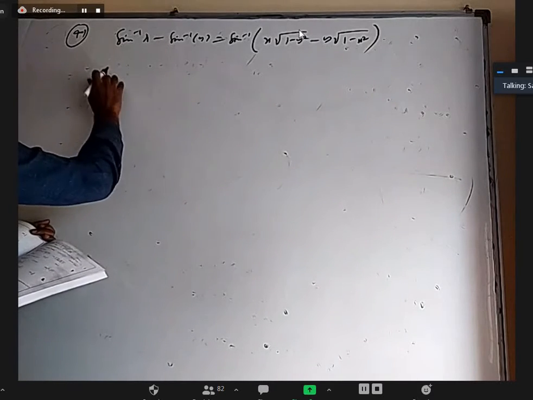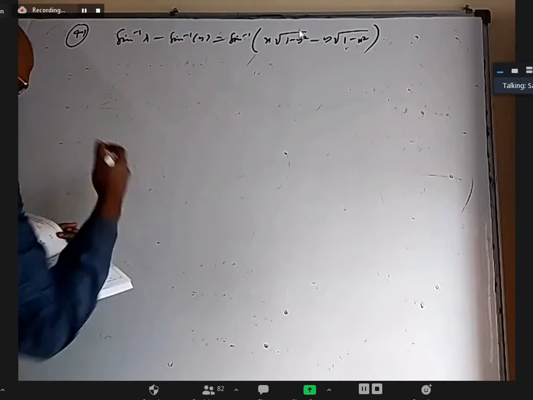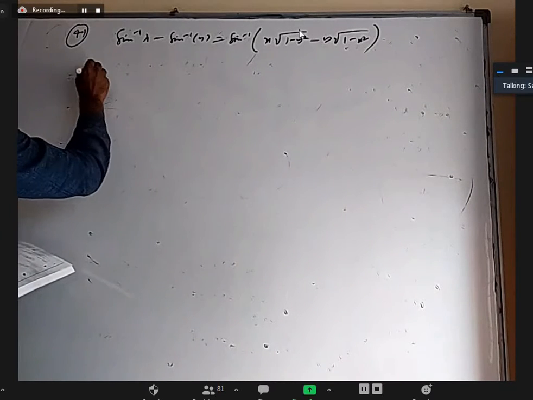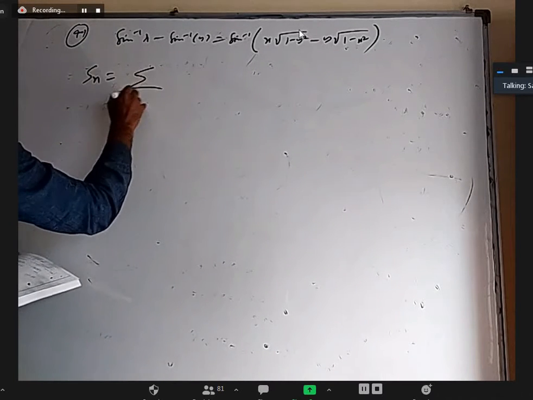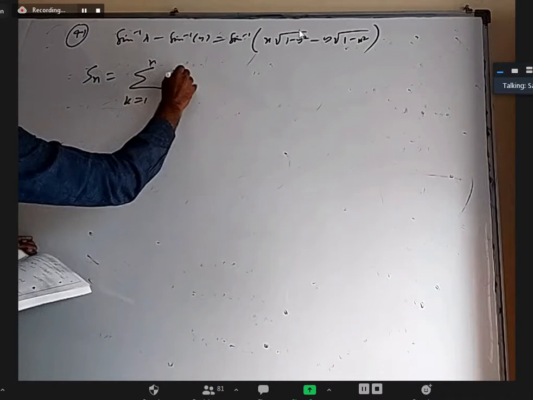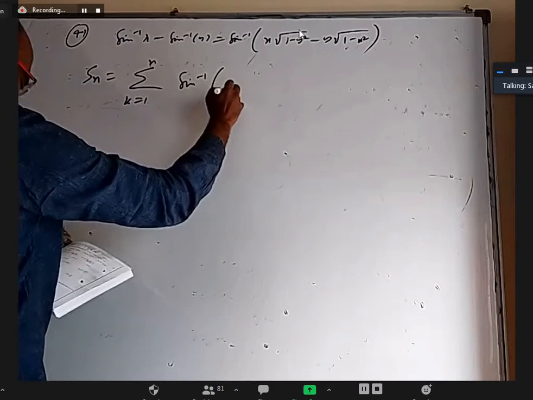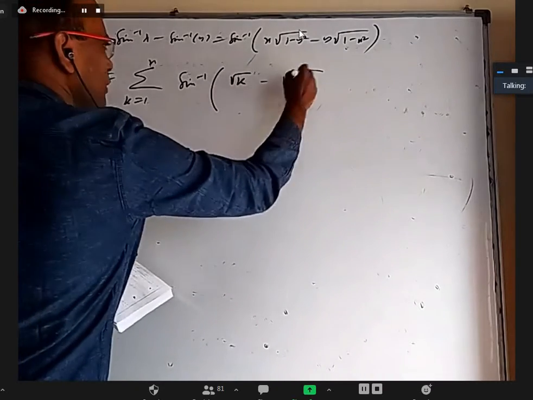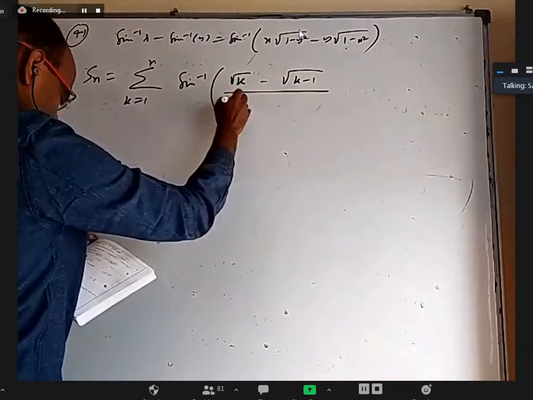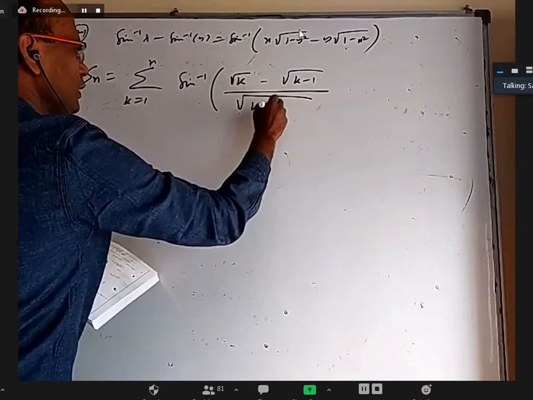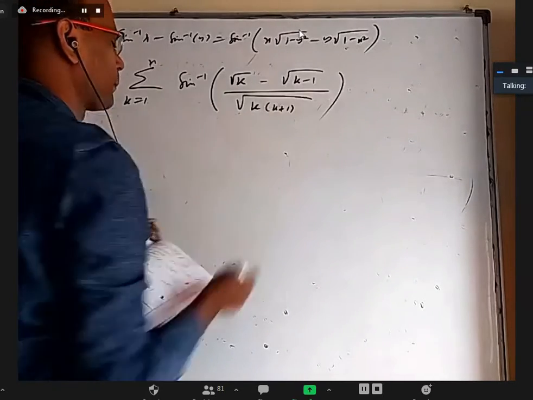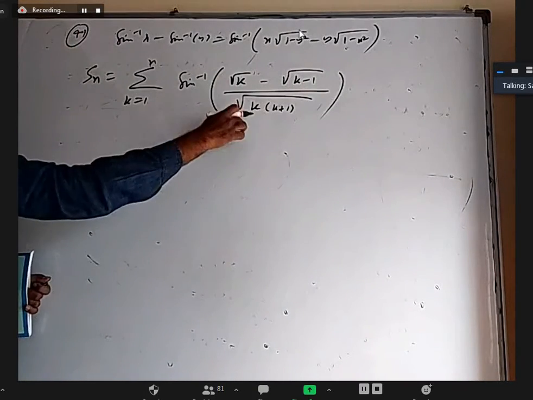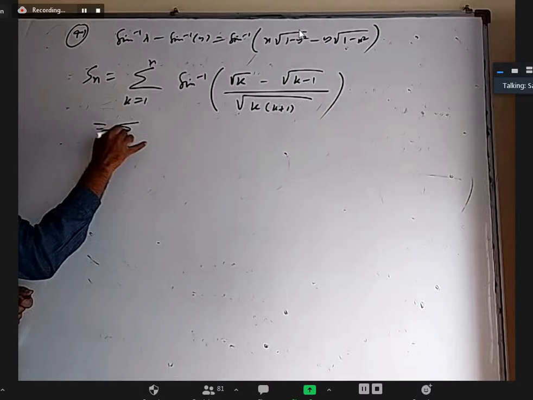Okay, they want up to infinite terms, but I said I want to always find up to n terms. I'm going to write Sn, the sum of n terms, as sigma k equal to 1 to n of sine inverse. Instead of n, I want to write k first. Root k minus root k minus 1 by root of k into k plus 1. When I take this by this separately, this root k I can cancel, but I will not cancel.